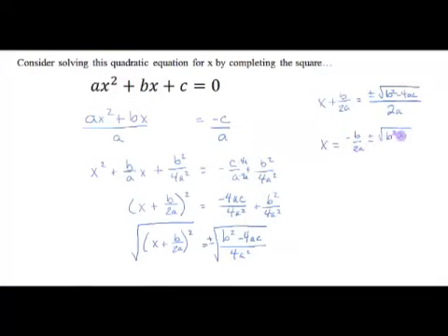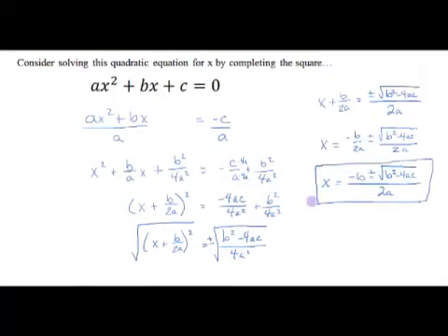When I do that, I see that I have a common denominator of 2a, so I can go ahead and put those two fractions together. This gives me x is negative b plus or minus the square root of b squared minus 4ac all over 2 times a. This is what is known as the quadratic formula.